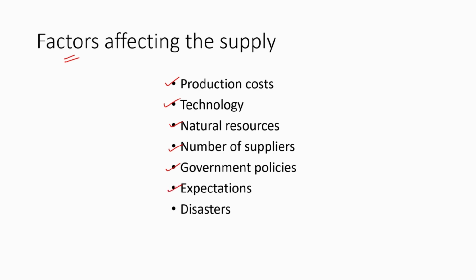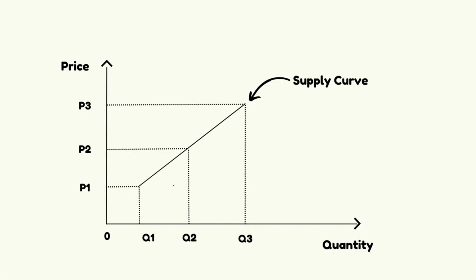Expectations. Producers' expectations about future market conditions can also affect supply. For example, if producers expect that the price of a product will increase in the future, they may increase production to take advantage of the higher prices. Disasters. Natural disasters such as hurricanes or earthquakes can disrupt the supply of goods and services by damaging production facilities or disrupting transportation networks.